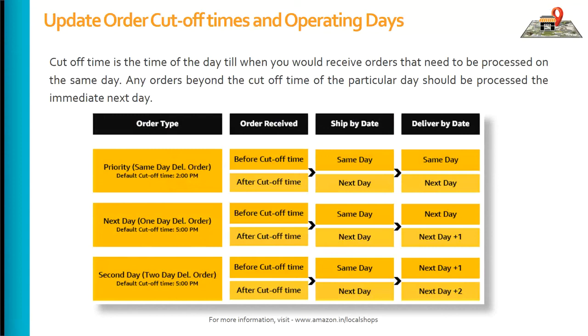Going last, that is for the second day, where the order type is second day for 2 day delivery. Assuming the order cutoff time is 5 p.m., if you receive any order before 5 p.m., you ship the order the next day, and you have 2 days post the order received for delivery of that order. And if you receive any order post 5 p.m., you ship the order the next day, and also you have next day plus two to ensure the order is delivered to the customer under the promised delivery time.